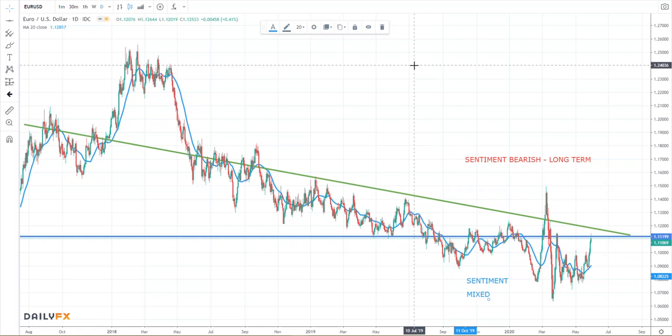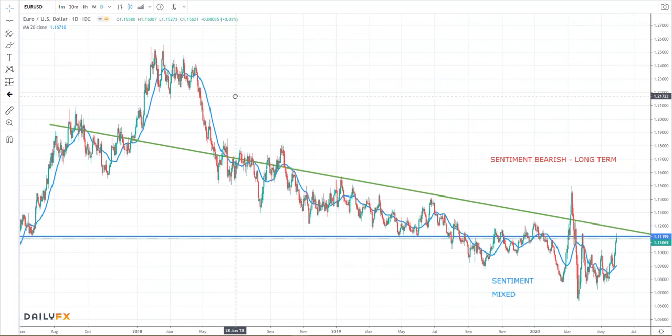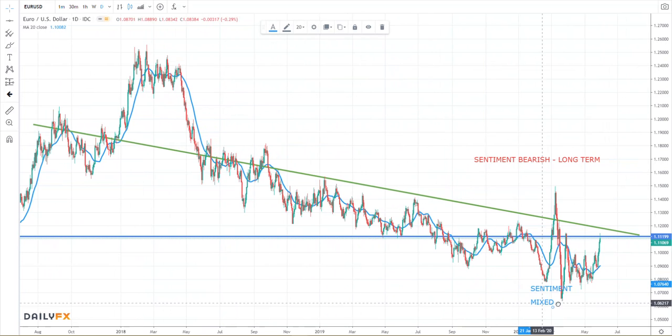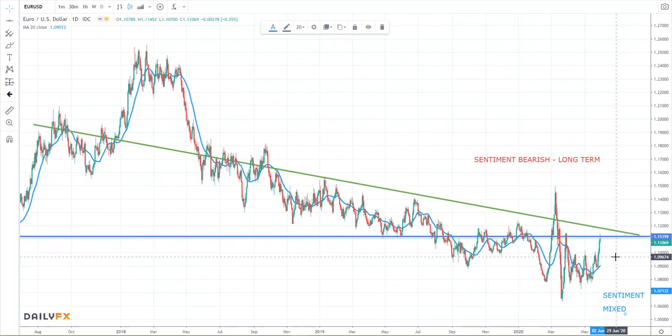Okay, so we're looking at the daily chart for Euro. Long-term bearish sentiment, slowly declining lower highs and lower lows, if we look over the past couple of years. So now my near-term sentiment is mixed this week. I think we're going to see some sideways action this week. We do see some short-term bullish action trying to really pierce through the $1.12 line.